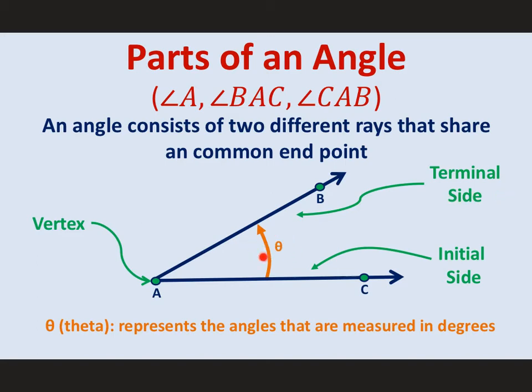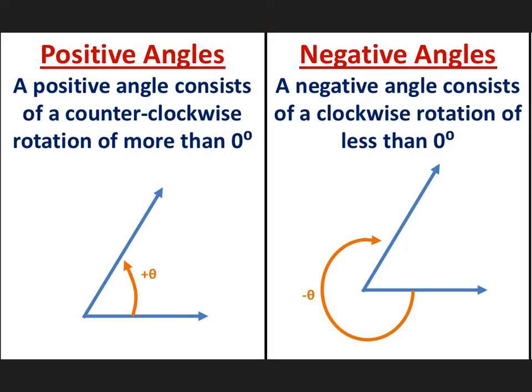The angle that's created on the inside, we call that theta. That's just a variable like x. Theta represents an angle that we measure in degrees. All right, as we open our angles up, if the angle opens up in a counterclockwise direction, we get a positive angle. So as we open up this way, we get a positive angle. So this could be, for example, a positive 60 degrees.